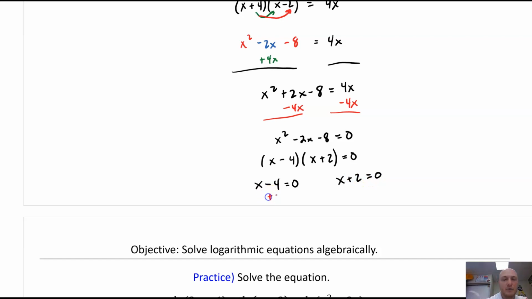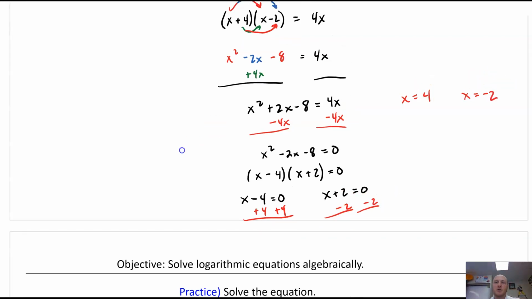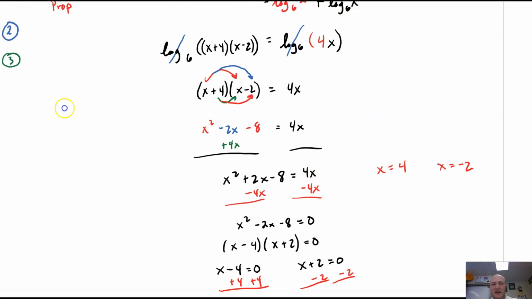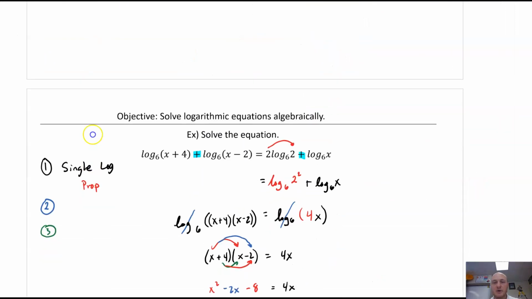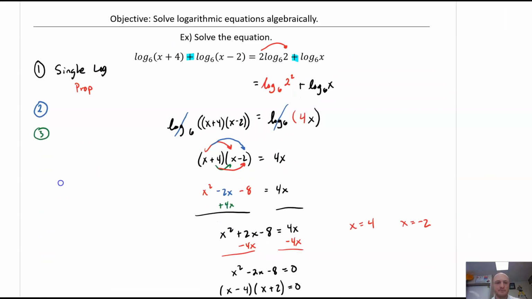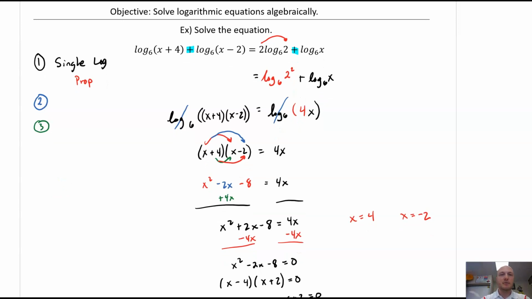So I'll add 4 to both sides, and this gives us x equals 4. And I'll subtract 2 on each side, which gives us x equals negative 2. So here are our possible solutions, and I've got to go ahead and check. Remember, I'm going to plug this into my original equation up here.